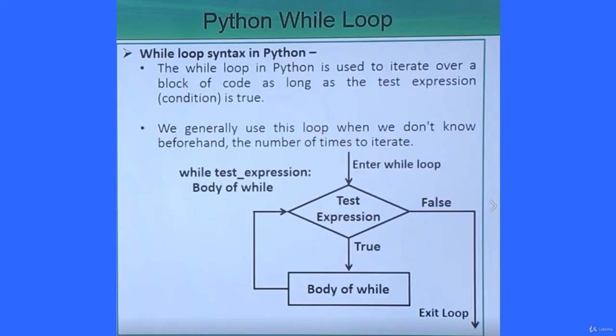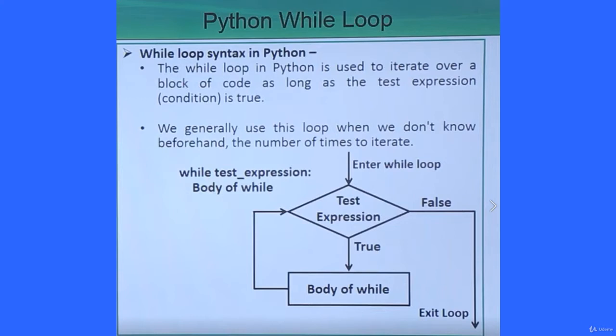Python while loop. So the while loop syntax in Python. The while loop in Python is used to iterate over a block of code as long as the test expression, that is the condition, is true. When the condition is false, then the control will come out from the while block.